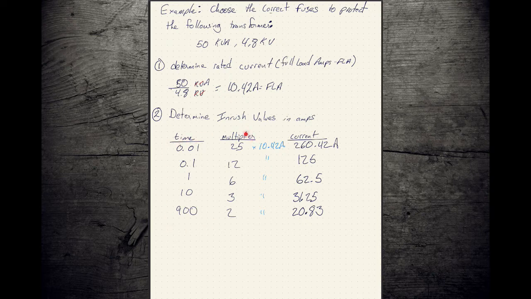But these multipliers are per unit, and you can't plot per unit on a graph. You have to plot time in seconds and current in amps. So what we're going to do is multiply through by our full load amps for each line, and we'll get some currents in amps and some times in seconds, and we're ready to plot.